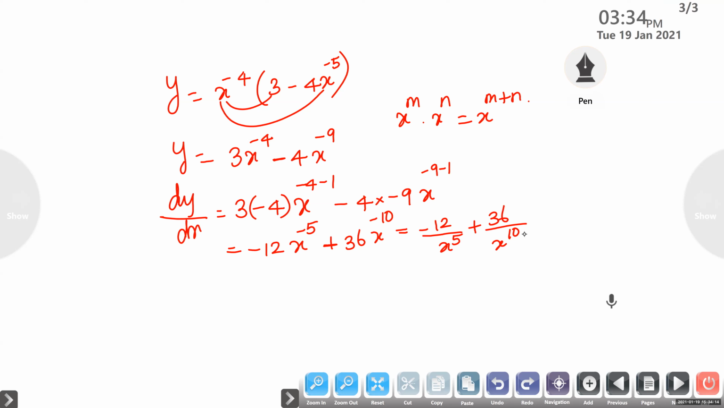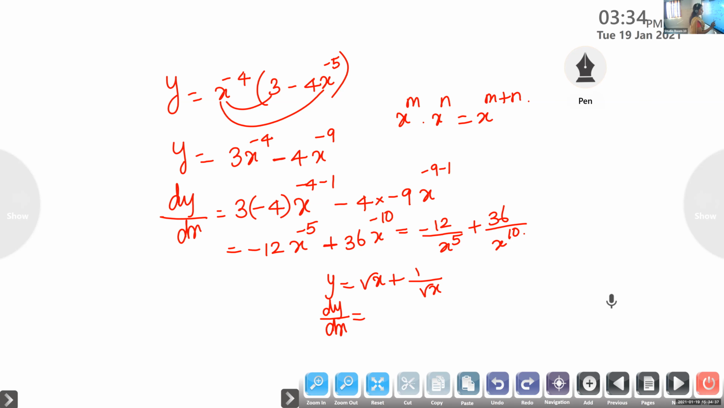Ma'am, in the previous question, y is equal to root x plus 1 by root x. Can we do it another method? Which method? Like it is 1 by root x, right? So we can keep the 1 by and just do the derivation of root x. Yes, let's try this method.